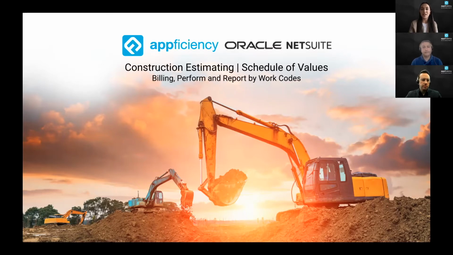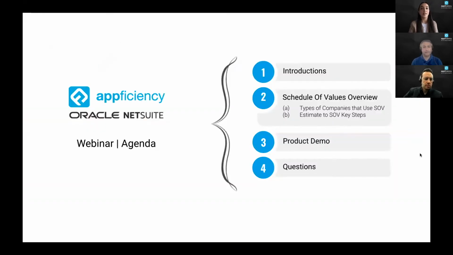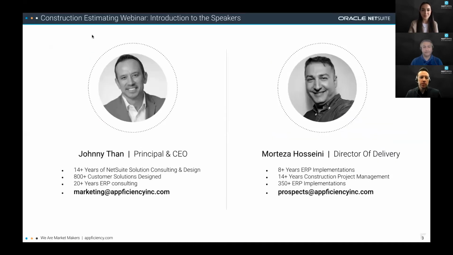To get started, I'll first be going over the agenda for today. We'll be starting with some introductions, then an interview and overview for the schedule of values. Then we'll have a 30-minute product demo, and then we'll end off with some Q&A as well as next steps. I'll now be handing it over to Johnny Then, our principal and CEO at Appficiency, for introductions and a presentation.